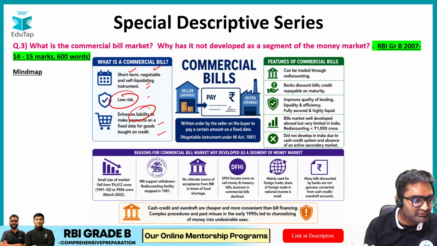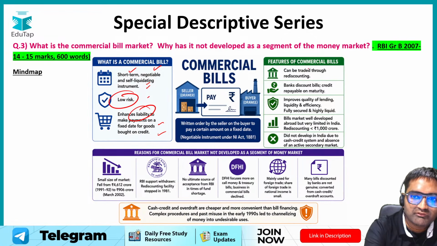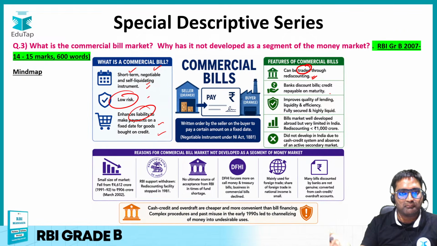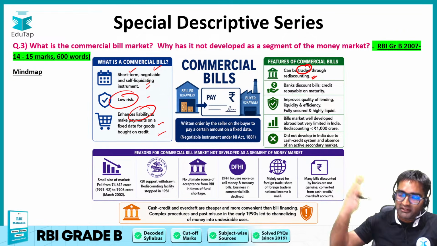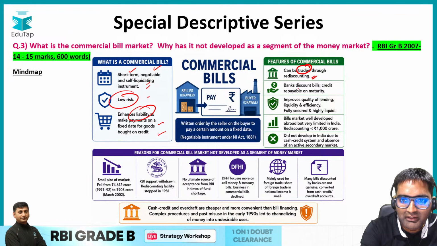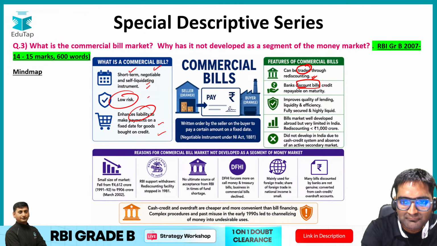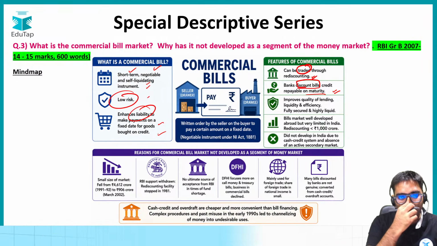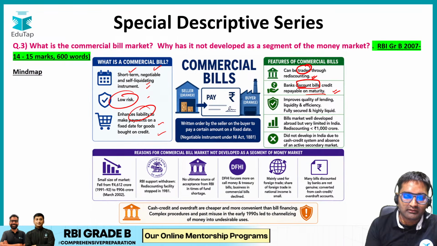What are the features of the commercial bill? You can mention that also. The first thing is that it can be traded through rediscounting. As I told you, it can be given to a bank and then the bank will discount. And that bank can give it to another bank and then the bank will receive more money. Okay, so it can be traded. Second thing is the banks discount these bills and credit is repayable on maturity. So banks utilize these bills further so as to get credit and money.